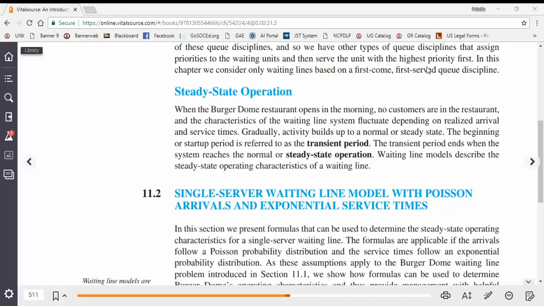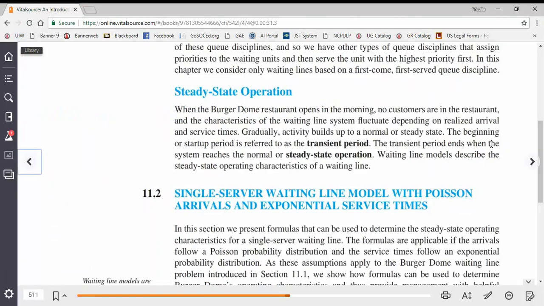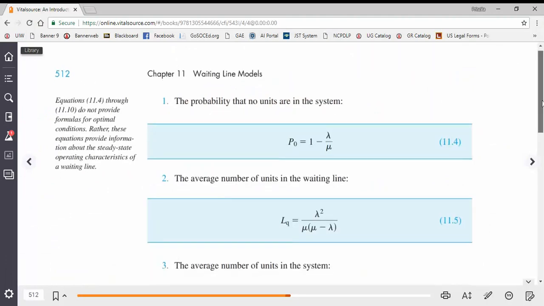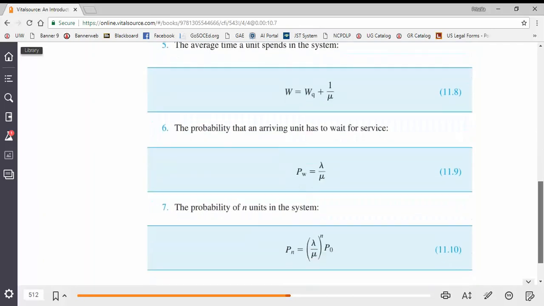Hello class, I'm back here to talk about problem 7. Problem 7 does talk about a single server waiting line model with Poisson arrivals and exponential service times. On problem 7, I did say that all formulas are found on page 512 of your book. So right here, these are all the formulas, which I actually have put in Excel and have defined.